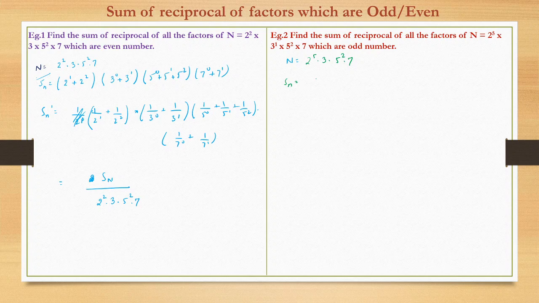We would have approached it like this: we cannot take any power of 2, so we will take the powers of 3 only, and then powers of 5, then powers of 7, right? So this would have been the answer. But now since the question is to find the sum of reciprocals of factors which are odd numbers, our approach would be just to take the reciprocal of each of the given factors and sum the reciprocals.